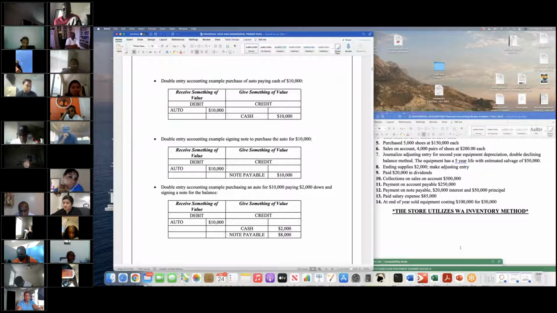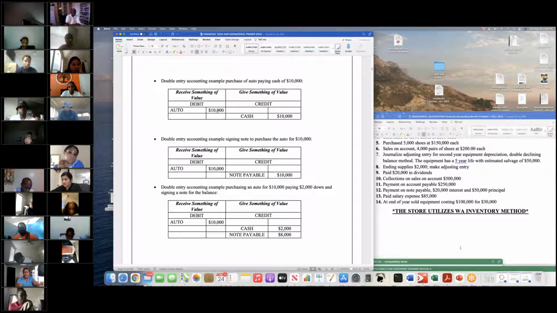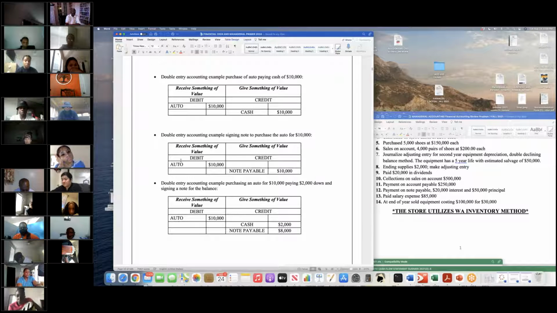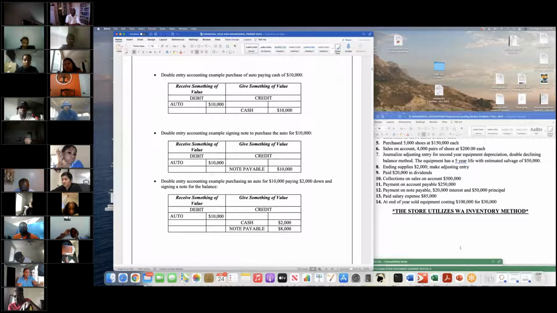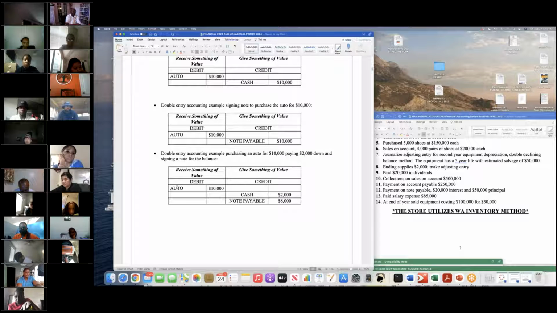Let's look at making journal entries. And we're looking at three situations. Suppose you bought an automobile and you paid cash for it. What you received, auto, you debit auto 10,000, credit cash 10,000. If you bought it with a note, you debit auto 10,000, you credit note payable 10,000. And if you bought it paying $2,000 down, you debit auto 10,000, you credit cash 2,000, you credit note payable 8,000. So those are standard types of journal entries.